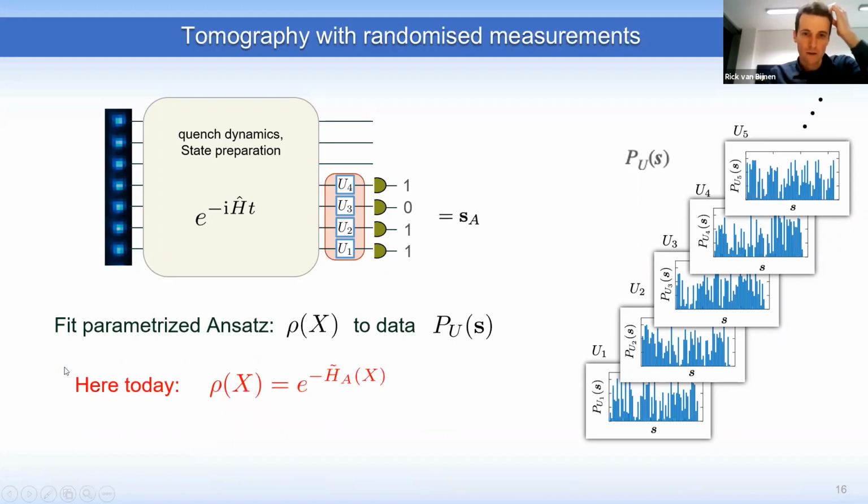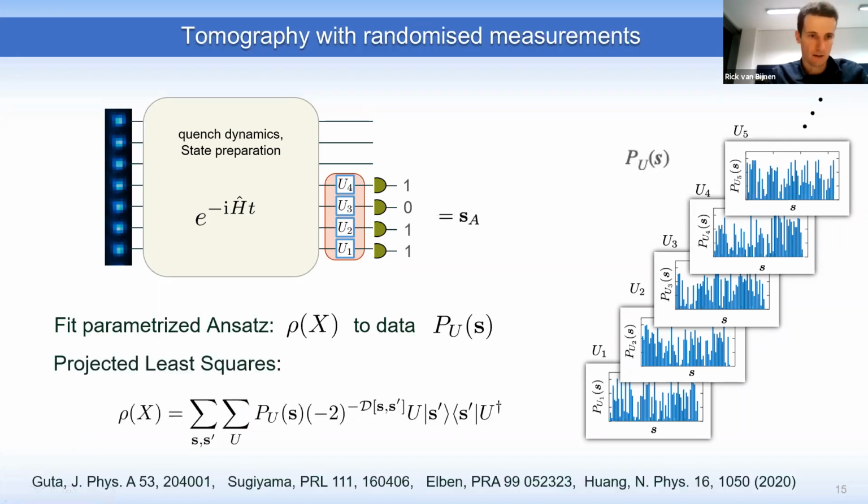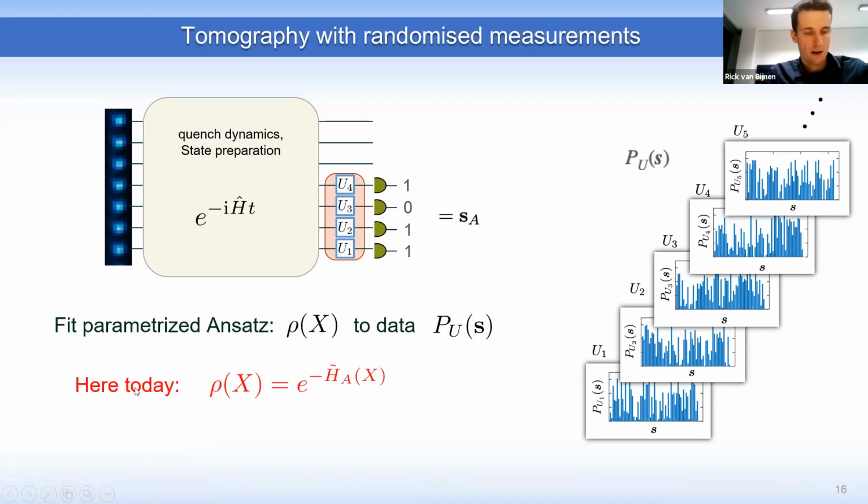So what we do today is we try something else. This projected least squares is also still in principle exponentially scaling. And what we do today, you could have guessed this by now, is that we parameterize our density matrix Ansatz using an entanglement Hamiltonian. So we take a Hamiltonian with parameters, and we use this as an Ansatz for our density matrix. And now we try to fit these parameters X from the data.